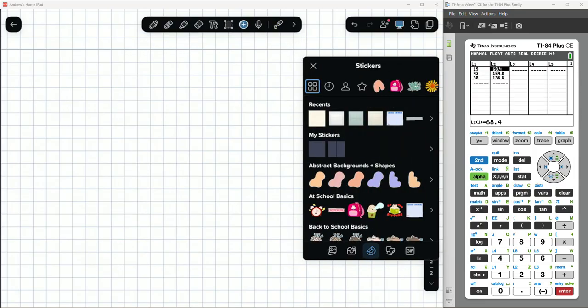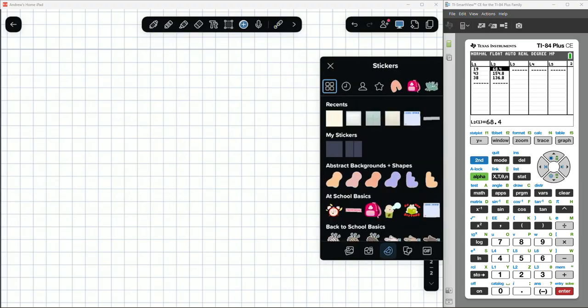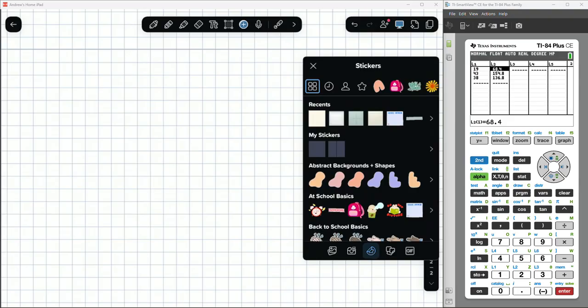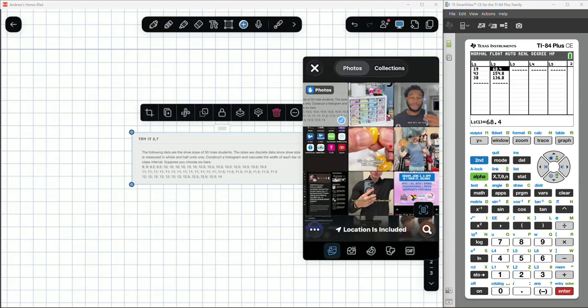No, but I don't want stickers. I want pictures. Where are my pictures? There we go. Pictures.